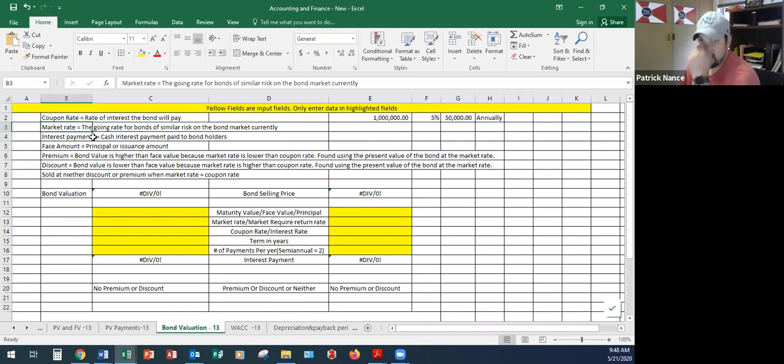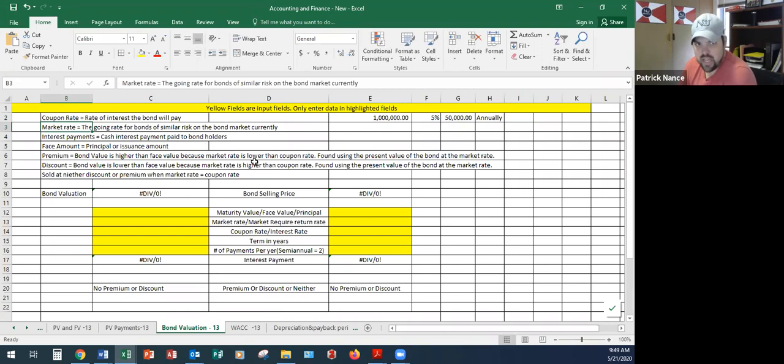The market rate is the going rate of interest that other bonds of similar risk and similar credit scores are selling for in the market, which often, depending on the length of time it takes you to issue the bond, can be different than what the coupon rate is, can be different than the market rate.